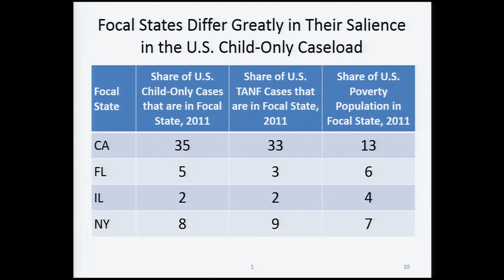Just looking at California, not only because that's where I happen to reside, but because it's at the top of the list alphabetically, 35% of the child-only cases are in California, whereas 33% of the TANF cases are in California, so that's kind of fair, that's equal. But California is well over-representing in its TANF caseload the proportion of the poverty population in the country. And what's interesting is that each of these 4 states has a very different pattern in this chart that I don't have time to go into.